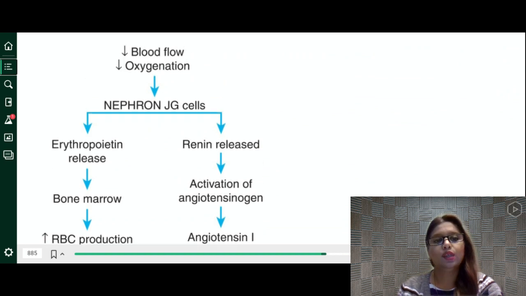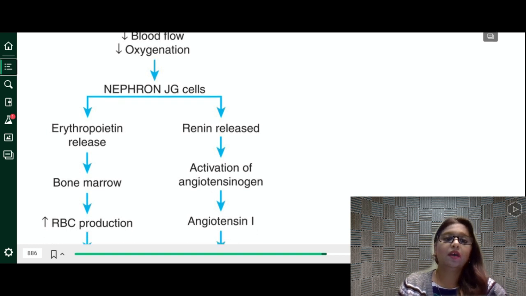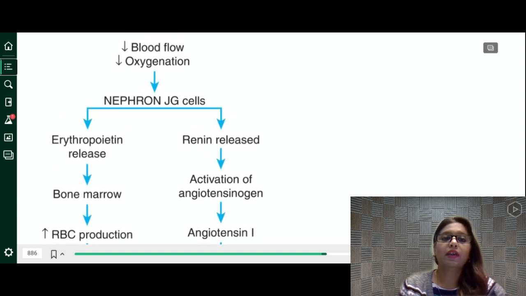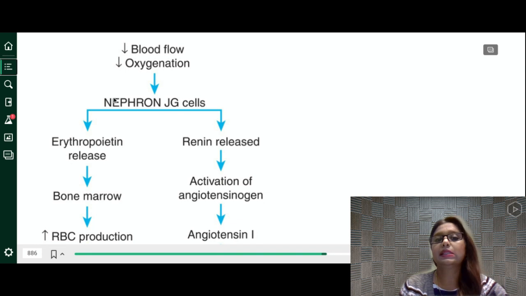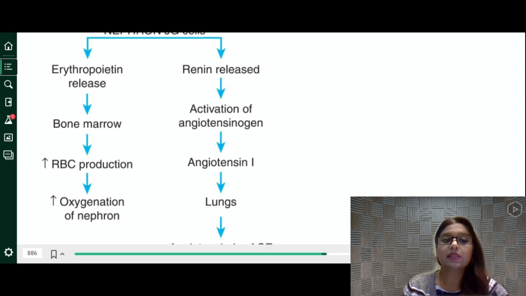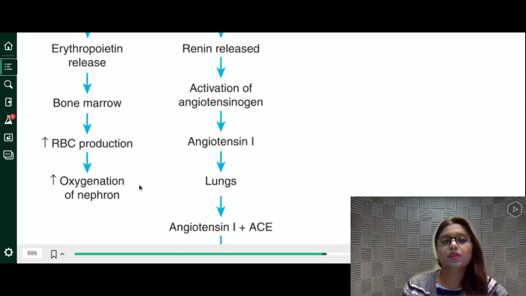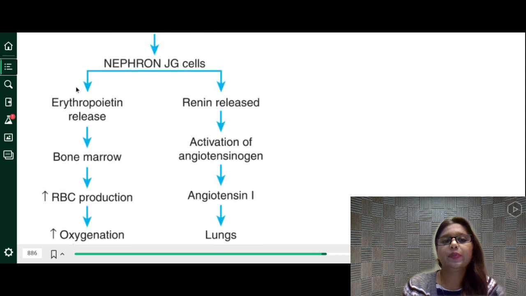All right. So this is your book, so you can review it as you open it with me, right? Now, what are the functions of the nephron? The nephron is a cell in the kidney. It causes erythropoietin release, which causes the bone marrow to increase the production of RBCs, red blood cells. It will increase the oxygenation. So erythropoietin is something that is produced by the kidneys to increase RBC production, all right?